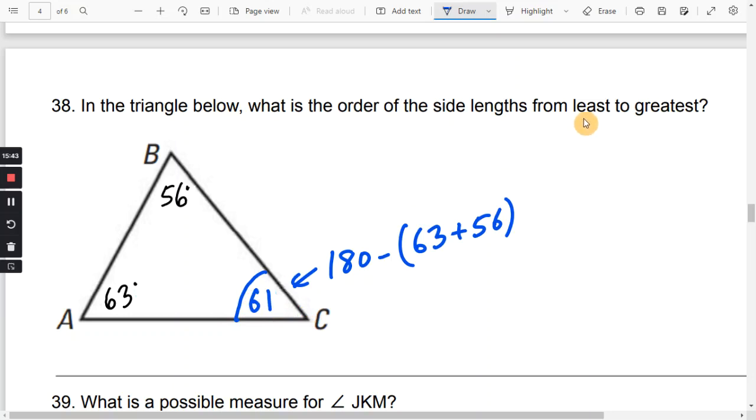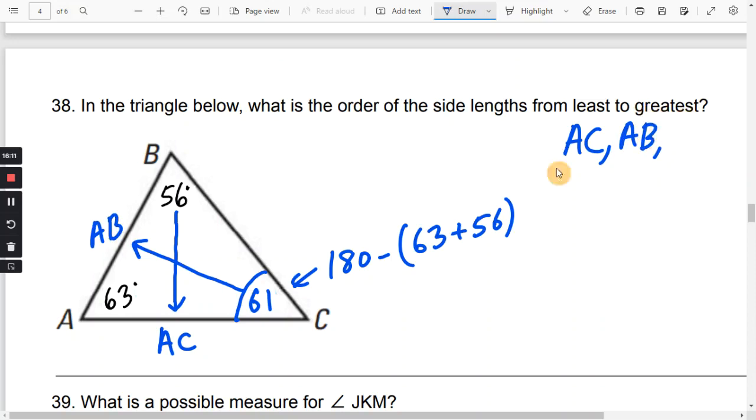All right, so the least or the shortest side is going to be across from the smallest angle. You go from angle to side. This side here is AC. So that's the least. The medium side, out of these two, you go from the 61, that's the medium angle, to the medium side right here. This is AB.